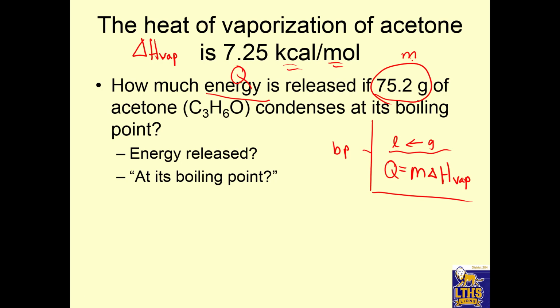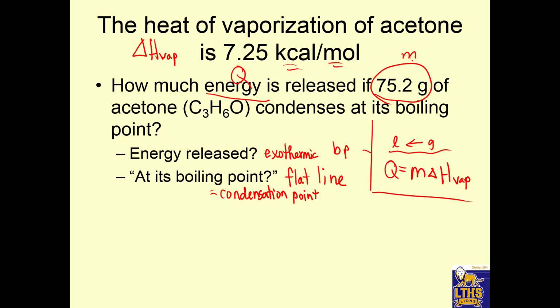All right. Energy release means that it's an exothermic process. All right. Exothermic. The gas turns to the liquid. It has to release energy. At its boiling point means flatline, and then boiling point equals condensation point, because if you're adding heat, it's going to boil, but if you're taking away heat, you're losing heat, it's going to condense.